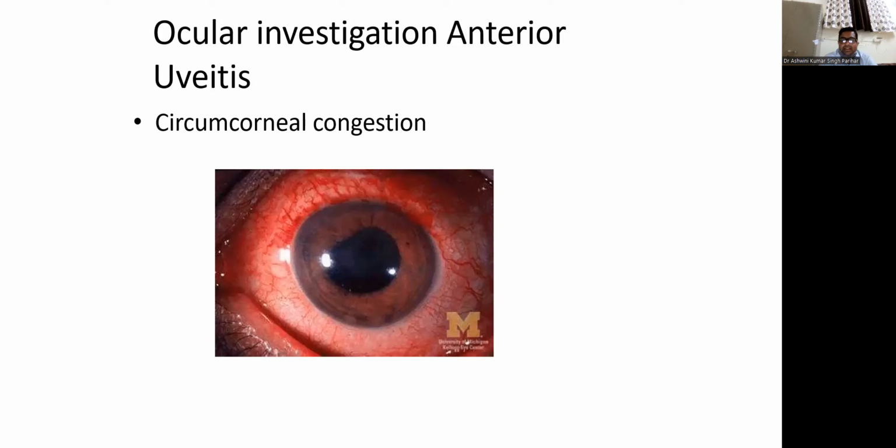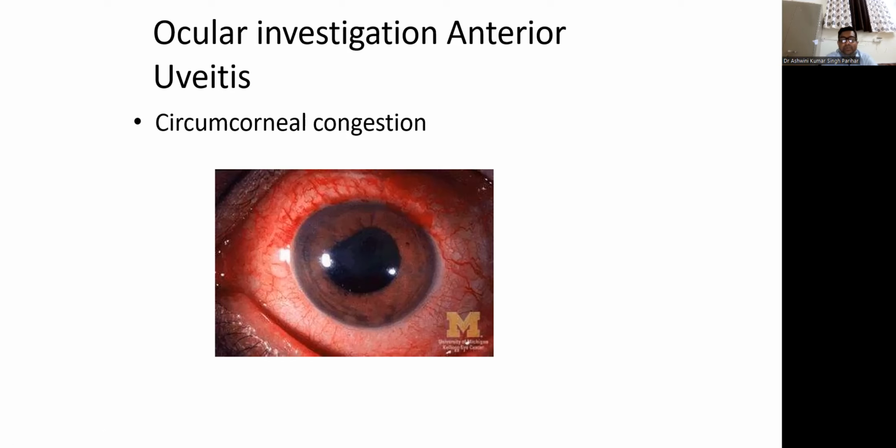So, in anterior uveitis, I mentioned the presenting features. The patient will give the complaint of congestion, pain, redness, and diminution of vision. In the redness, on examination, there will be congestion. It can be diffuse congestion or circumcorneal congestion. You can see the diffuse congestion around the cornea. This is the circumcorneal congestion, and this over the cornea is the entire diffuse corneal conjunctival congestion.